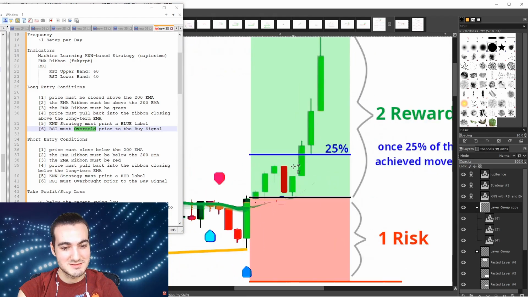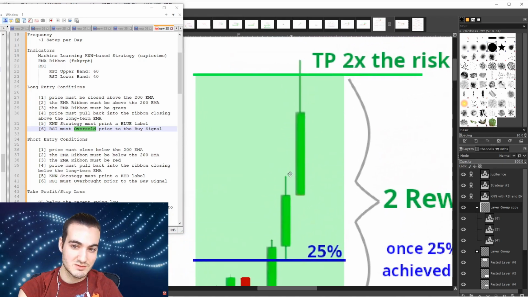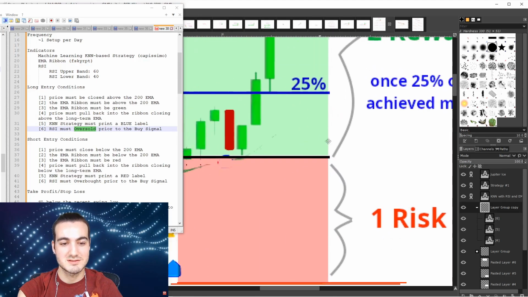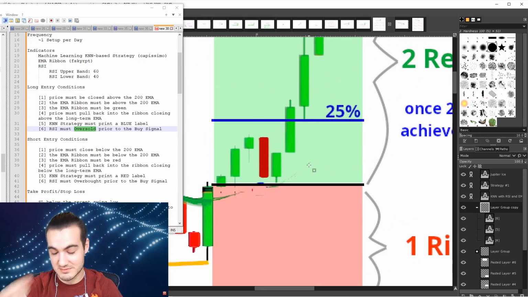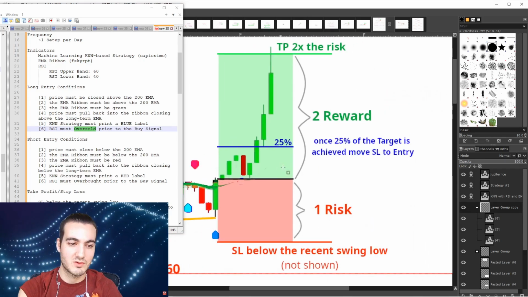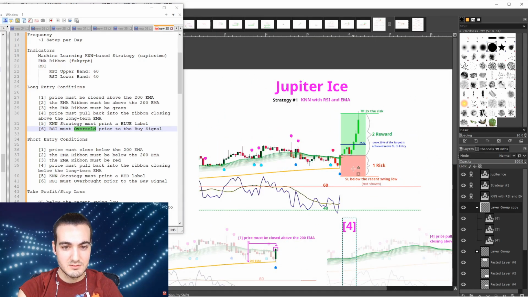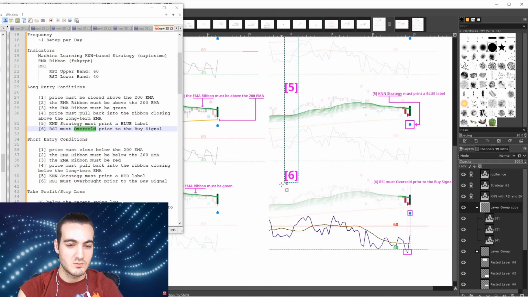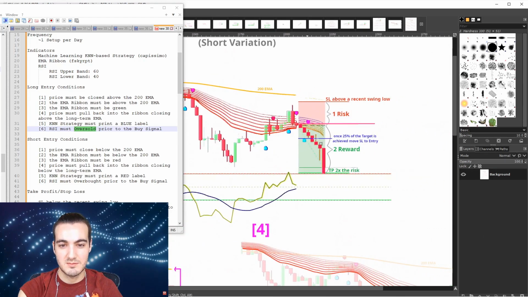And then once price moves 25% in the direction of our take profit, we would move the stop loss to the entry, thus risk-freeing the position. So even if things moved adversely from that point, we would be at worst back to where we started. We wouldn't lose any of the day count. So yeah, I don't know how much more I need to go into that. We'll look briefly at the short variation, but it's basically the same.